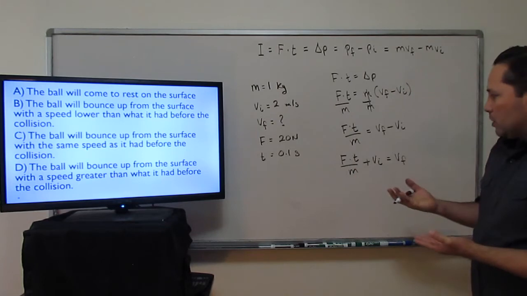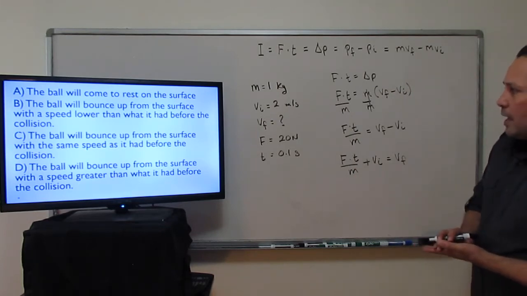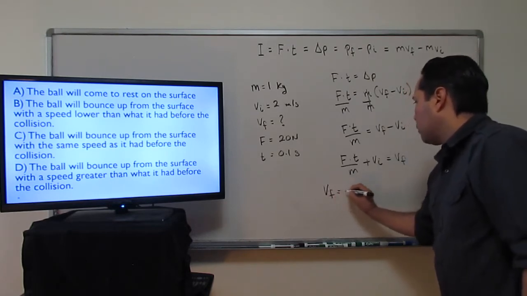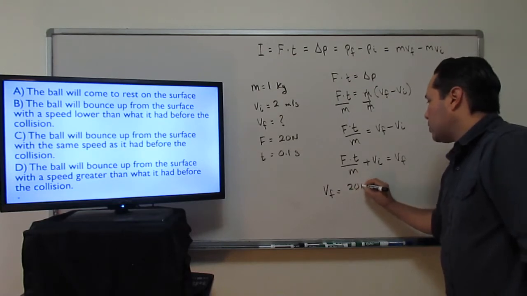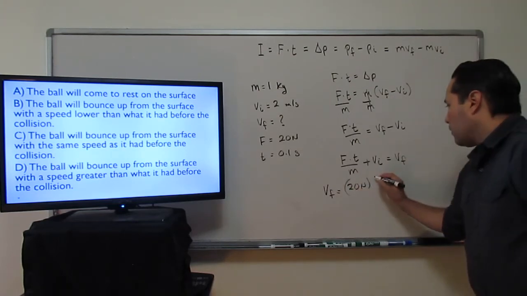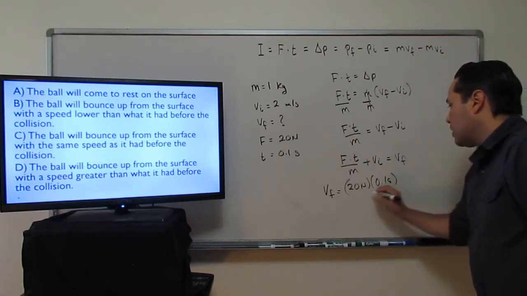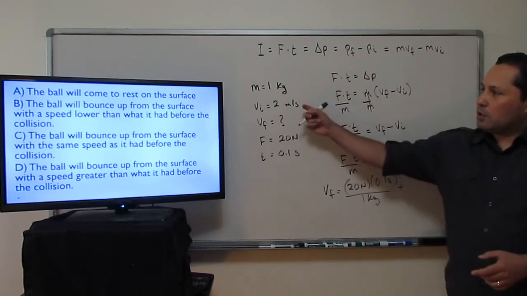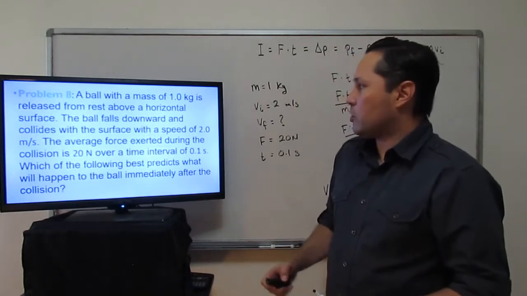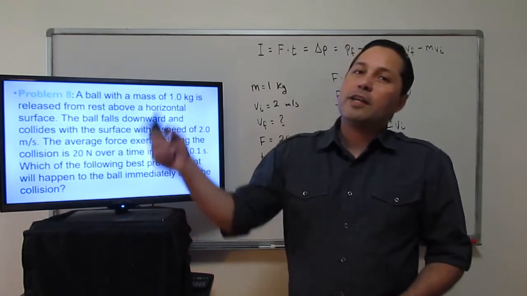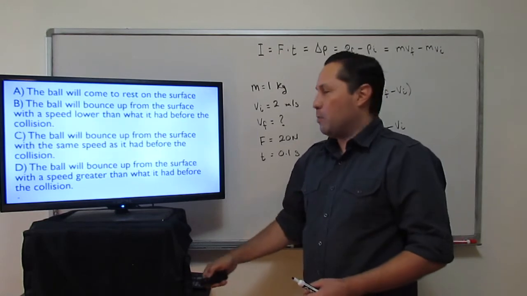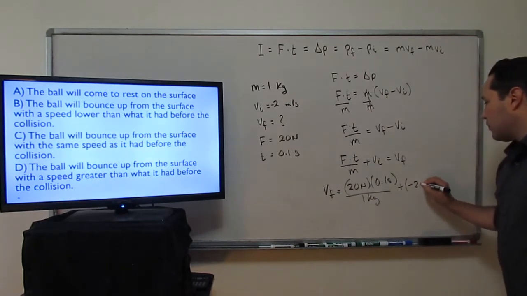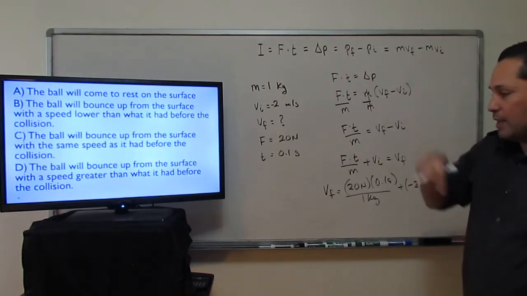All right, so let's plug in the values for this and come up with the answer. Velocity final is equal to force. The force was 20 newtons. The time was 0.1 second. The mass is 1 kilogram, plus the velocity initial. Now velocity initial, they told us, and let me switch to the slide, it was 2 meters per second, but it is going in the downward direction. So rather than put just 2, it should actually be negative 2. So plus negative 2 meters per second, because it is going in the downward direction.